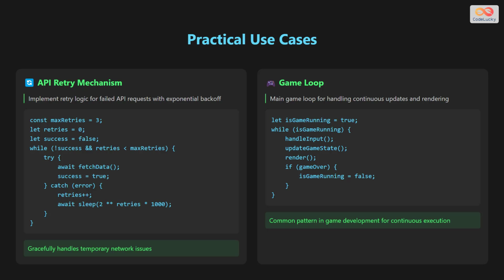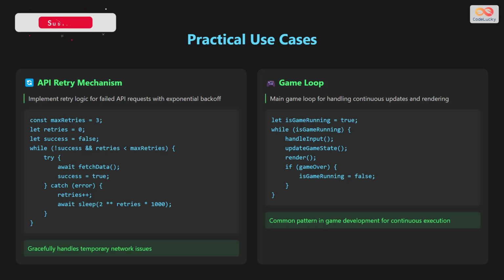Inside the loop, we try to fetch the data, and if successful, success will be true and the loop terminates. If there is an error, we increment the retries and wait a specific amount of time calculated using exponential backoff. This gracefully handles temporary network issues.